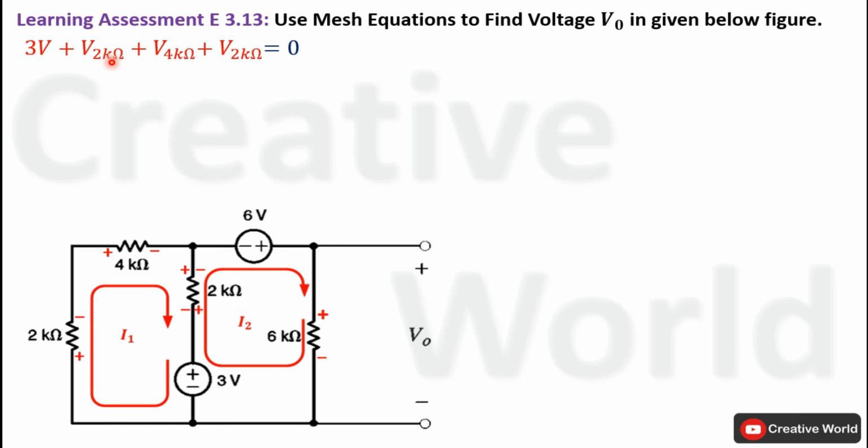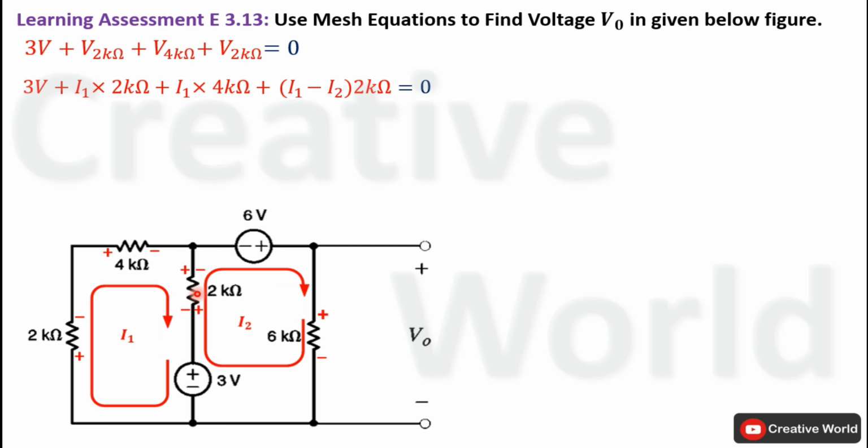Now we have to replace these voltages with their respective equations. Voltage across 2 kilo ohm resistance is the product of current I1 and 2 kilo ohm. Similarly, voltage across 4 kilo ohm resistance is the product of current through it, that is I1, and the value of resistance 4 kilo ohm. Voltage across this 2 kilo ohm resistance will be equal to the product of current through it and the value of resistance. Current through this 2 kilo ohm resistance is the difference of current I1 and I2 because these two currents are flowing through this 2 kilo ohm resistance in opposite direction.